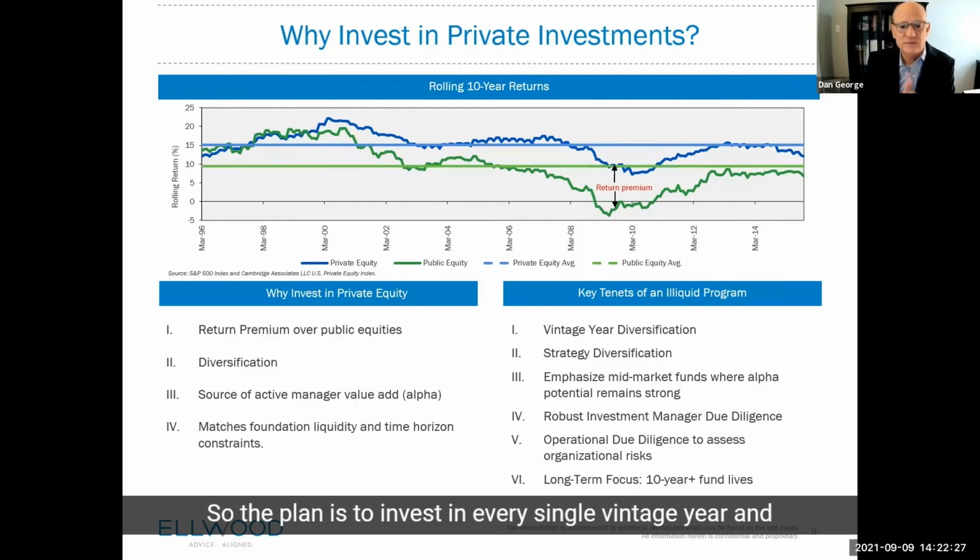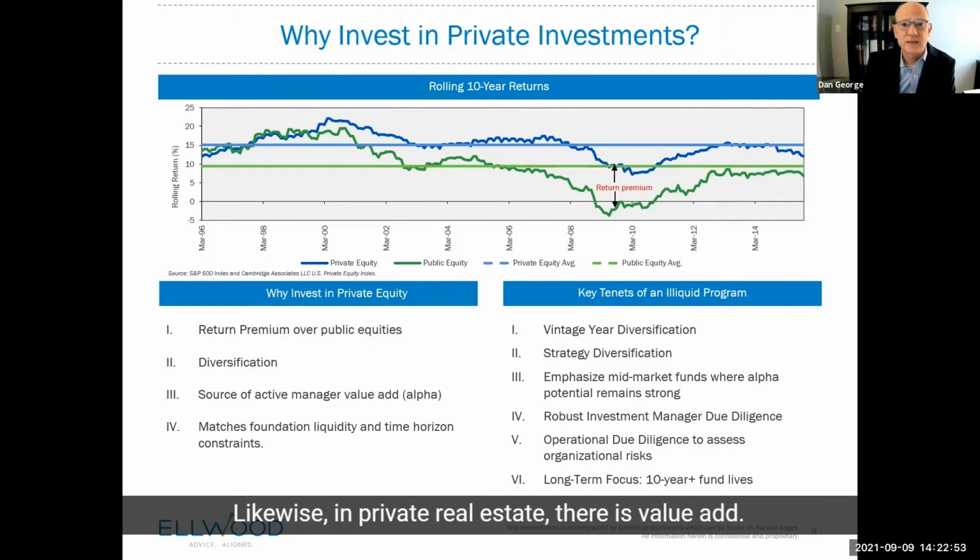So the plan is to invest in every single vintage year and maintain that time period diversification over time. We also want strategy diversification. Within private equity, we want buyouts, we want venture capital, we want some secondaries when they're inexpensive, or when the market is going through the doldrums, we may want distressed equity. So there's a wide variety of strategy diversification across private equity.